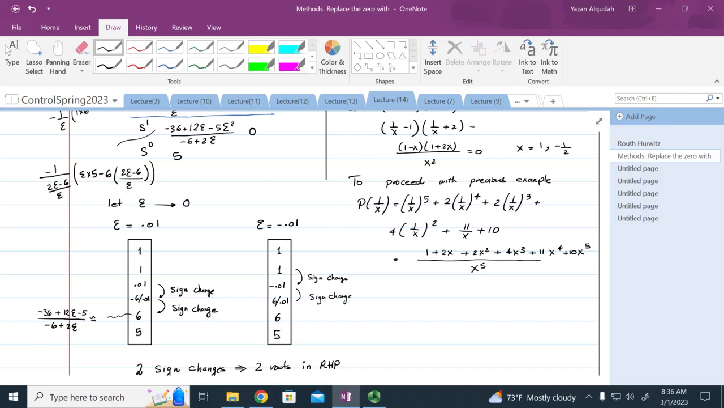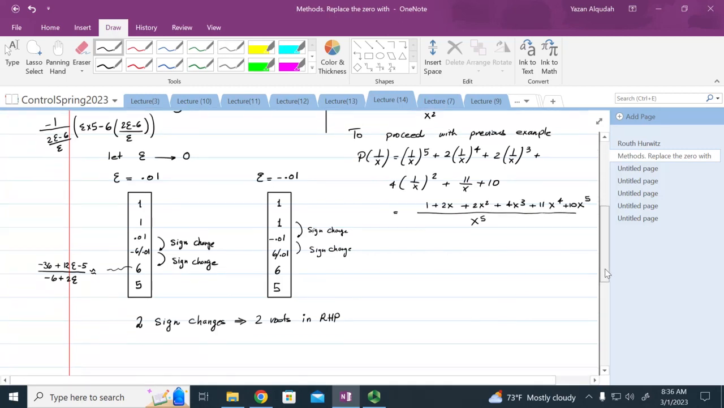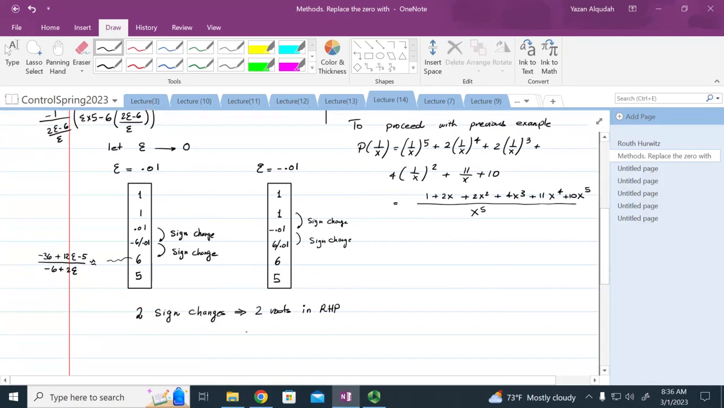Agree, everybody? Okay. So therefore, we can go back to our Routh Hurwitz and create Routh Hurwitz table for the second polynomial, P2, that is equal to 10x to the 5 plus 11x to the 4 plus 4x cubed plus 2x squared plus 2x plus 1.